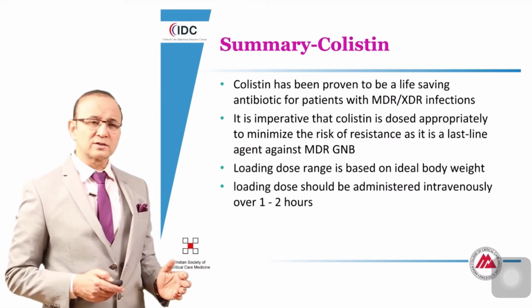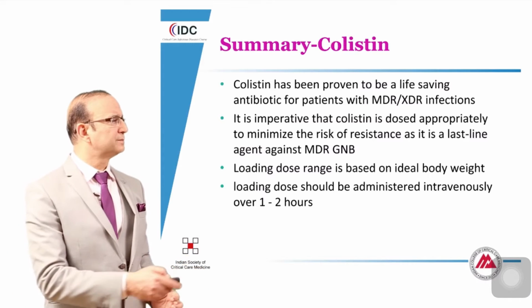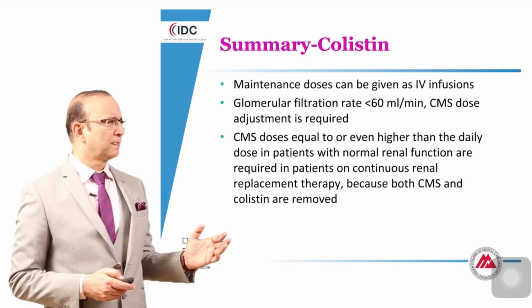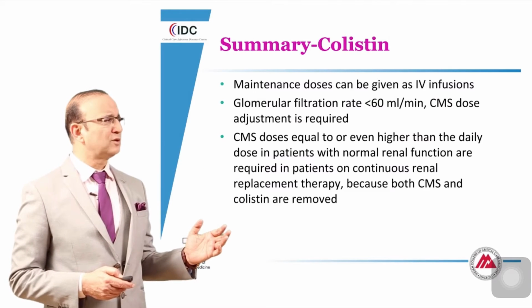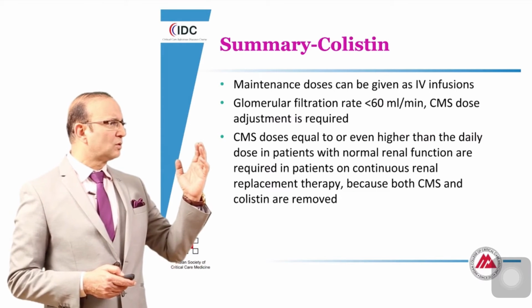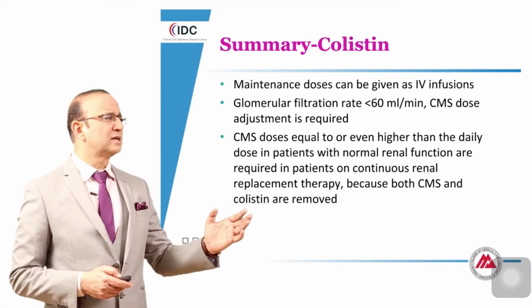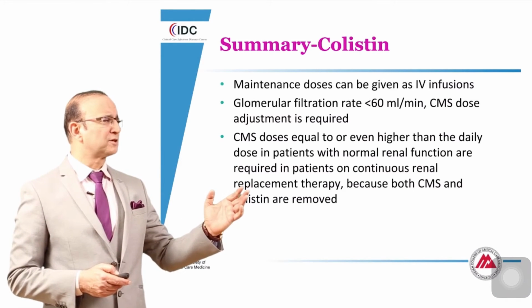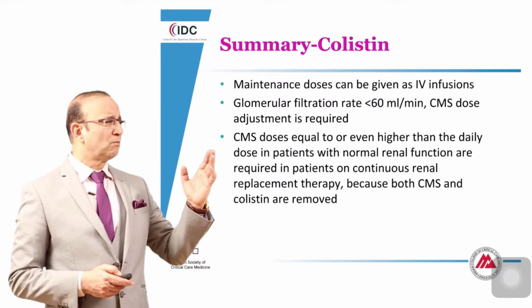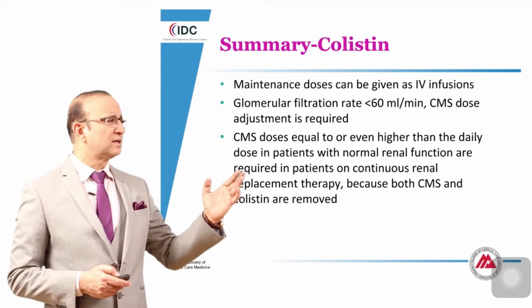Loading dose range is based on the ideal body weight, should be administered intravenously over 1 to 2 hours. Maintenance dose can be given as IV infusions. If the GFR is less than 50 or 60 ml per minute, dose adjustment is required. The colistin doses equal or even higher than the daily dose given in a patient with normal renal functions are needed in patients on continuous renal replacement therapy, because both colistin methane sulfate and colistin are removed by CRRT.